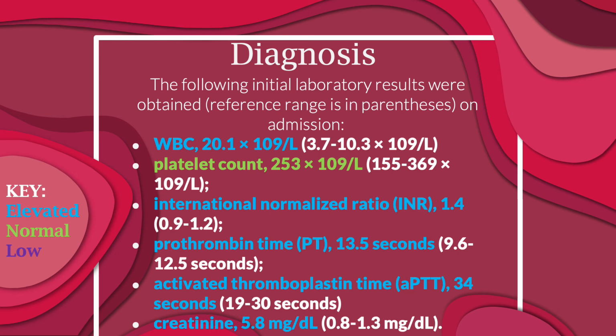Laboratory results were taken, and the normal range of numbers is seen in the white parentheses here. Rather than reading all of these values, I made a key that is seen to the left-hand side. Elevated lab values are in blue, and the normal lab values are in green. We see that the white blood cells, international normalized ratio, also known as INR, prothrombin time, or PT, activated partial thromboplastin time, or APTT, and creatinine are all elevated because they are much higher than the values in the normal range. Platelet count is the only normal value we have here, but the rest are elevated.